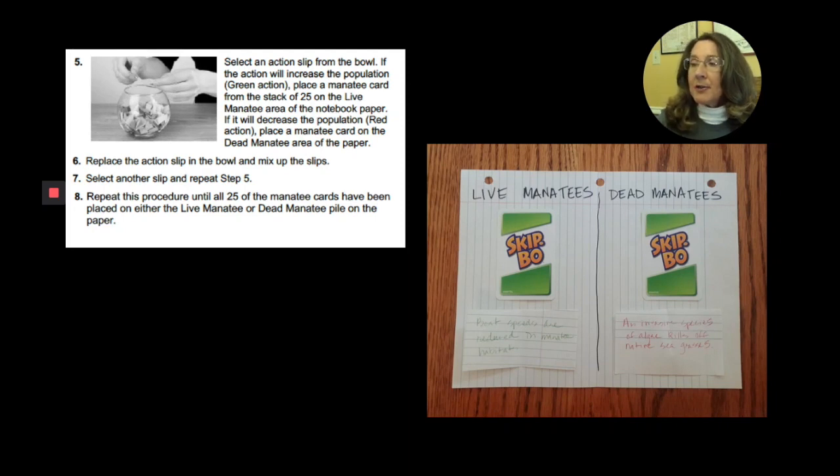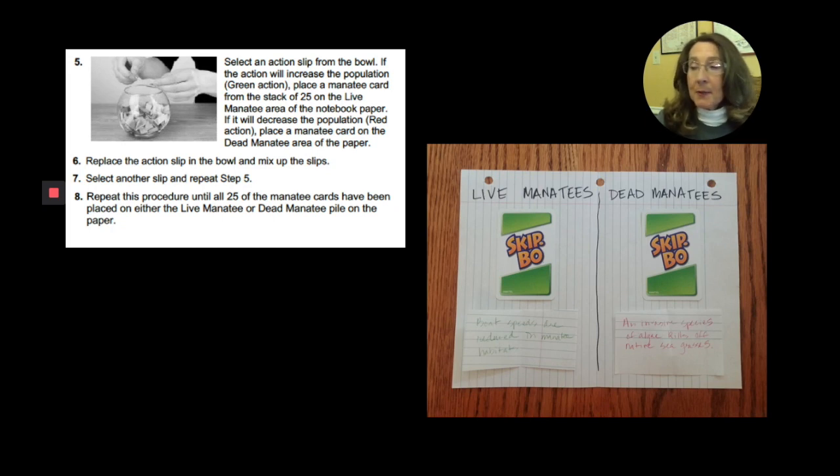Put your action slip back in the bowl and shake the bowl slightly to mix them up. Select another slip and do the same thing all over again. If the writing is green, put another card on the live side. If it is red, put another card on the dead side of your paper. If you got the same slip as the first time, this is okay. You might select the same slips over and over again. This is just like modeling real life, where the same event may occur many times.